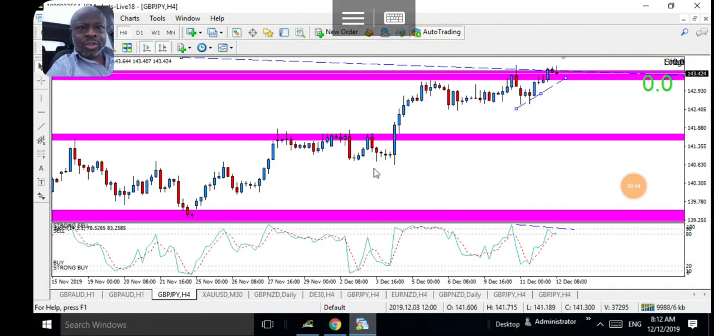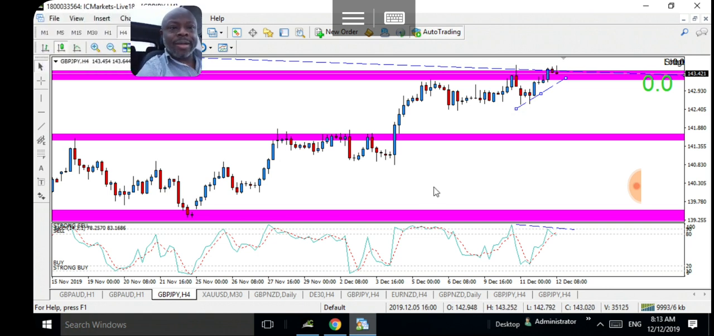I have spotted a divergence on GBP JPY. That's this pair, GBP JPY. Let's move that a little bit. You can see that on the 4-hour time frame, GBP JPY has shown divergence.